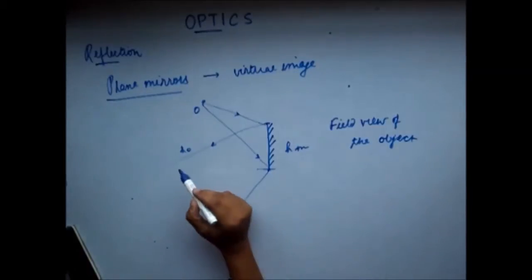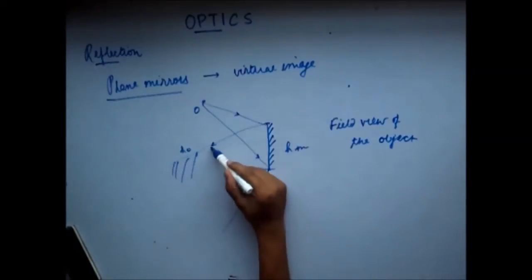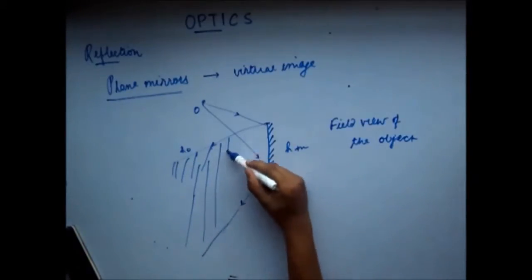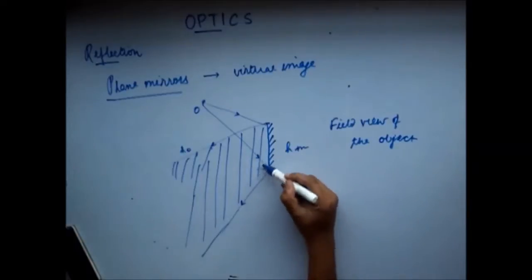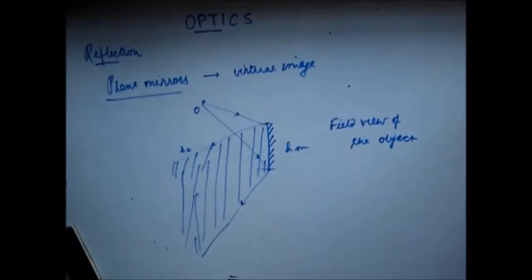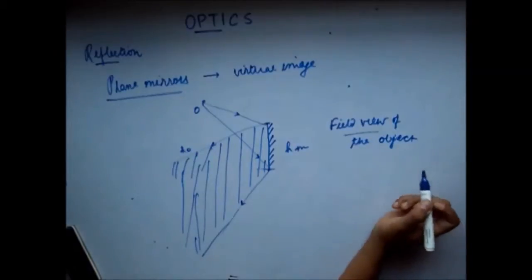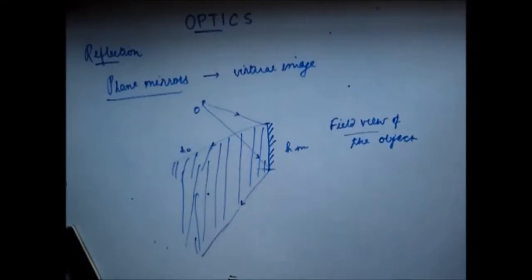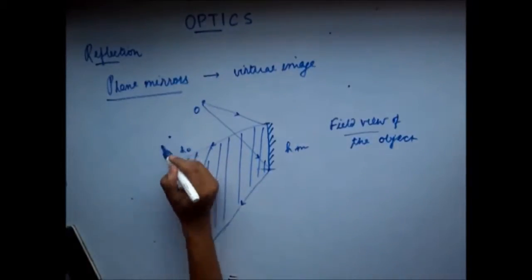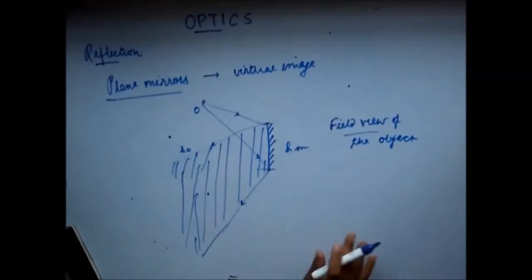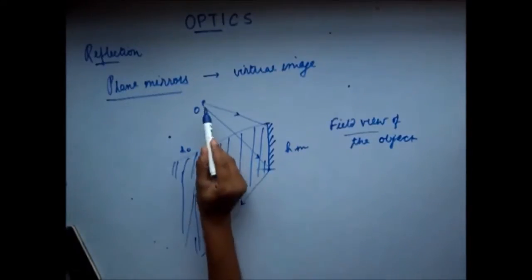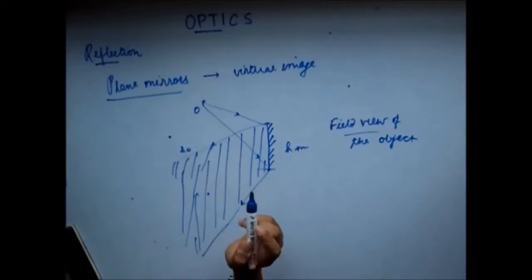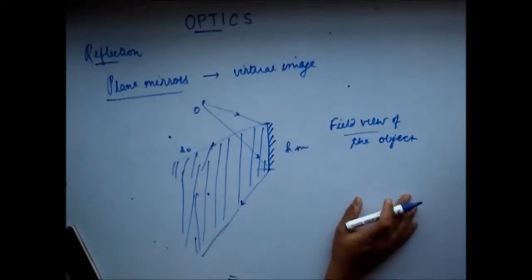Now, this whole region is my field of view of the object. That means what? If my eye is somewhere in this region, I'll be able to see the object. Now, what happens if my eye is not in this region? If my eye is here, then there is no ray which is getting reflected from the mirror and hitting my eye. So that's why I won't be able to see the object.